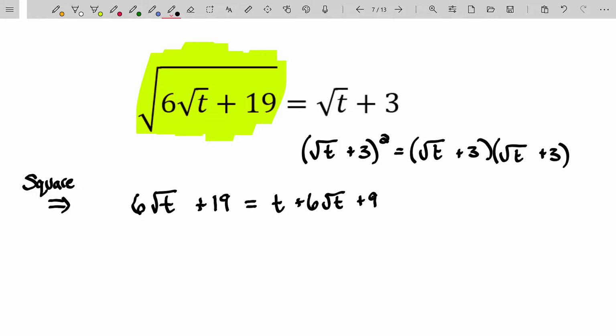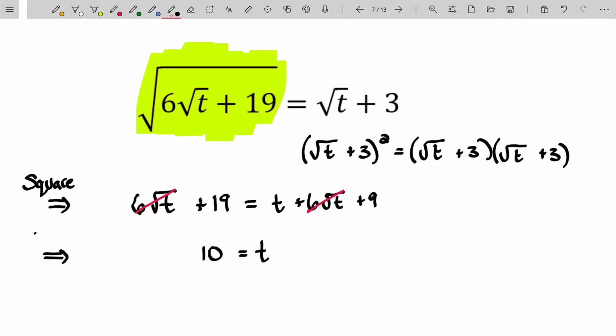Notice I have an equation that still has radicals within it. So I will isolate the radicals. And in this case, something very fancy happens. I'm going to go ahead and subtract 6 root t from both sides, but when you do that, you'll see they cancel beautifully. I'll subtract 9 from both sides as well, and you're left with 10 is equal to t. That's a very fast equation to solve.